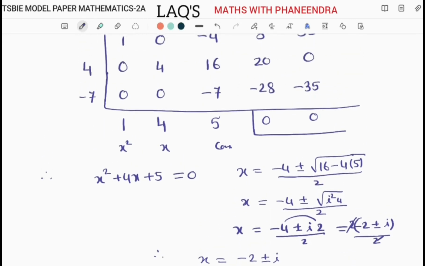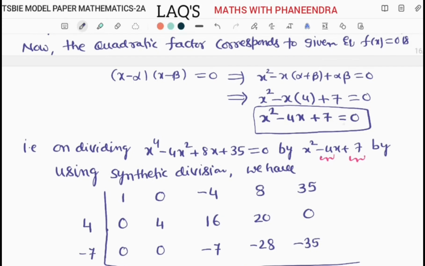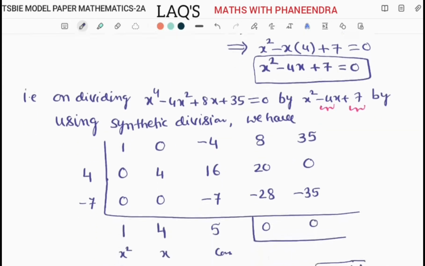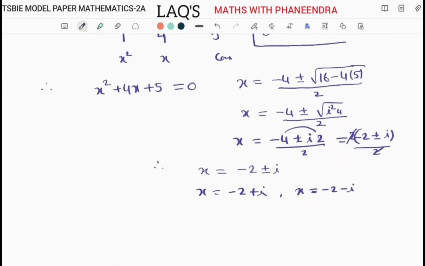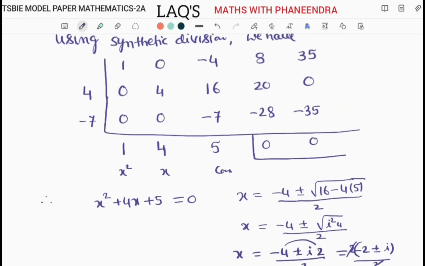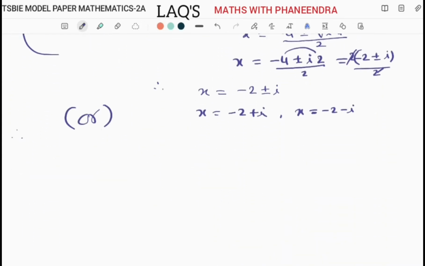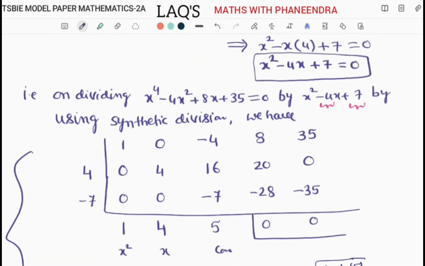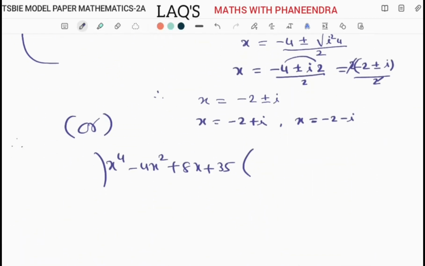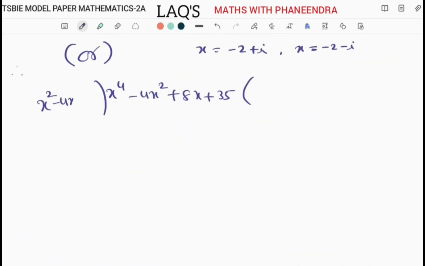So already we got the factor, that is x square minus 4x plus 7. For that, the roots are given as 2 plus i root 3, 2 minus i root 3, and these are all. Therefore the roots of the... before that, suppose if you don't want this method, dear students, what you will do is, for that x power 4 minus 4x square plus 8x plus 35 is there, no? For this we can also do actual division by x square minus 4x plus 7.